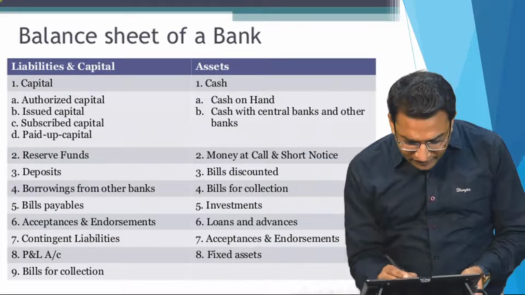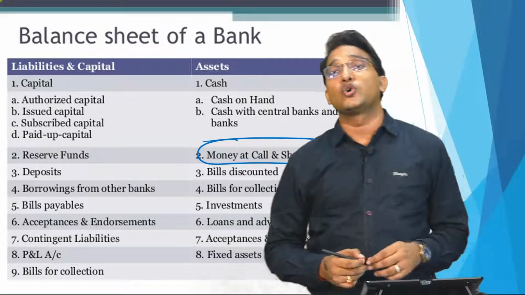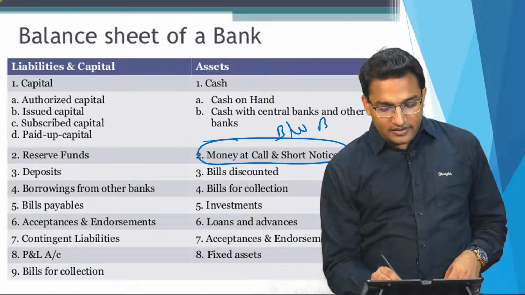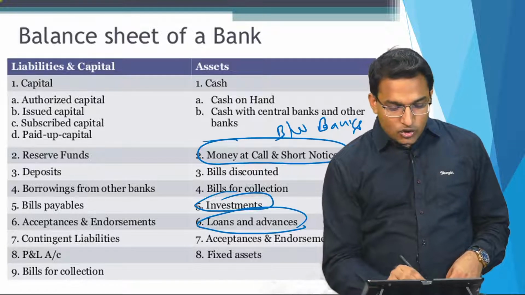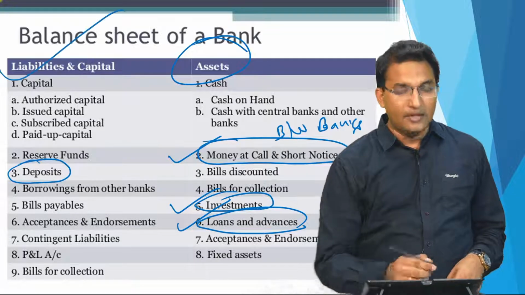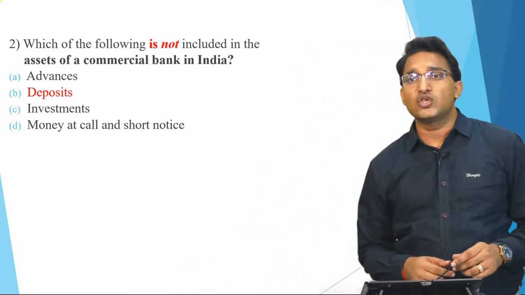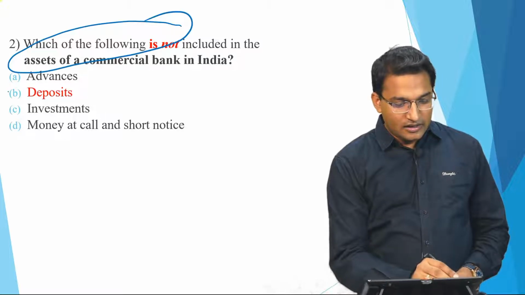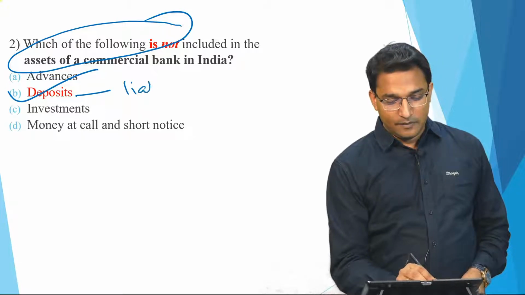Next, let us see the complete overview of the balance sheet. Here again we can see money at call and short notice. This is the money which is transacted among the banks, right? And here we can see the investment, and here we can see the loans and advances. So all three items are assets and only deposit is the liability, right? Now let us get back to the question. The question is, which of the following is not included in the assets? The option is deposits. Deposit is not an asset, it is a liability.